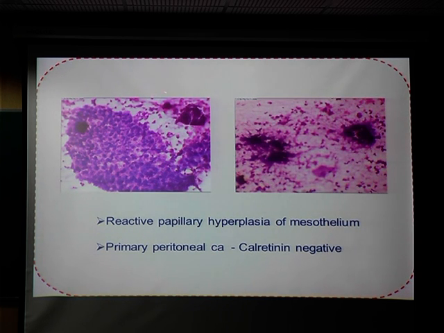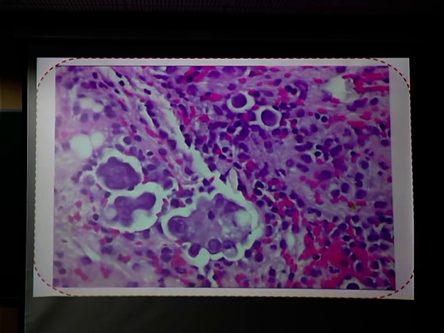Here you are seeing some calcified material. I am not sure whether psammoma bodies should look like this. They are very smooth, round, but there is some calcified material, and again you get these clusters of malignant looking cells. Now do not rely too much on psammoma bodies, because they can be seen even in reactive papillary hyperplasia of the mesothelium. They can also be seen in primary peritoneal carcinoma, which is calretinin negative. And you can get all these confusing features, so do not rely too much on the psammoma bodies.